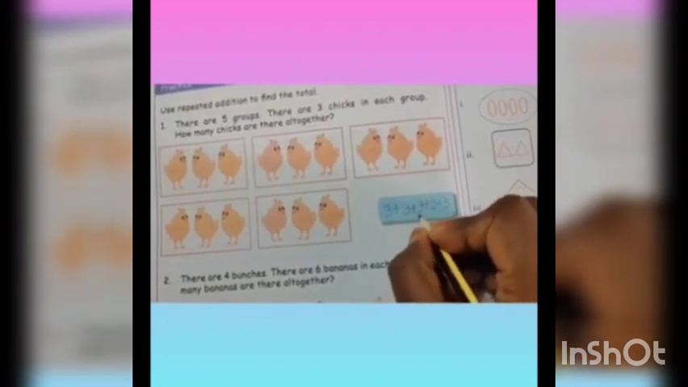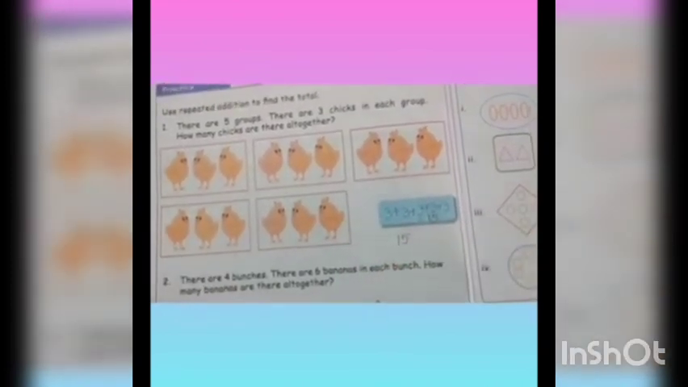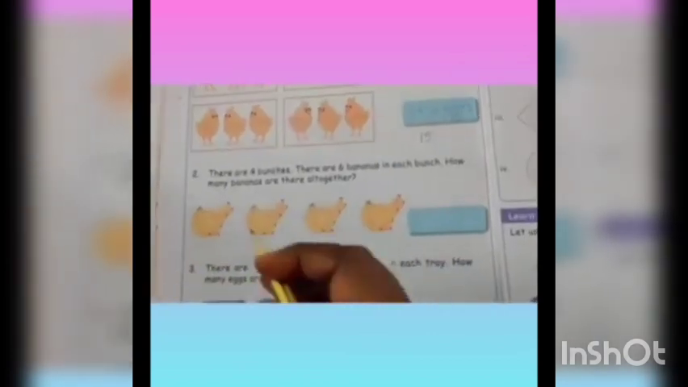Five 3s are 15. You can add the pictures of chicks also. The total number of chicks is 15. 5 times 3 is 15. This is repeated addition. If we add 5 times 3, it means 15.